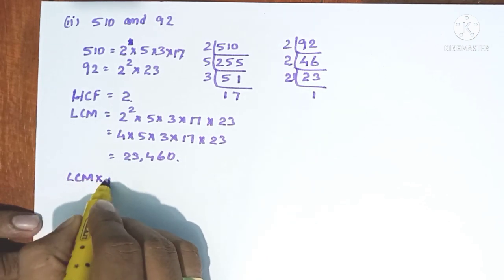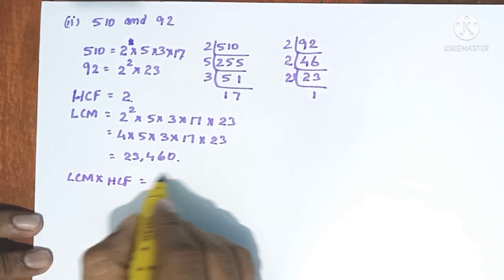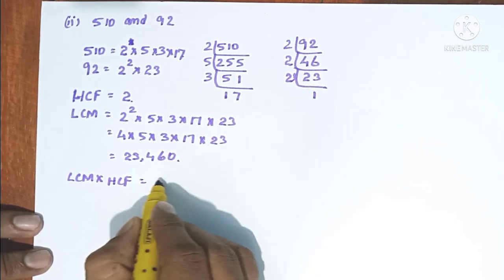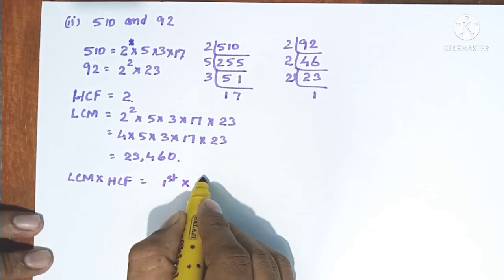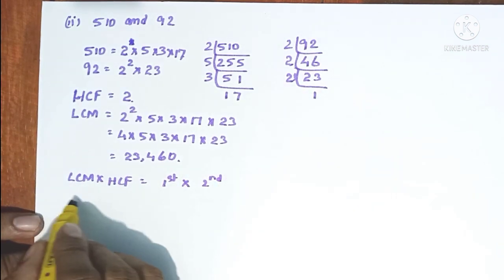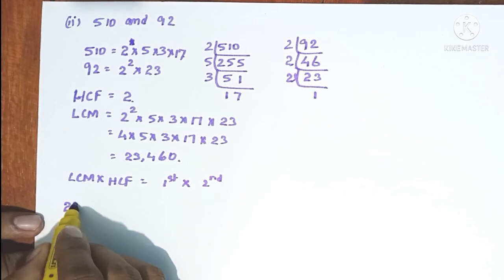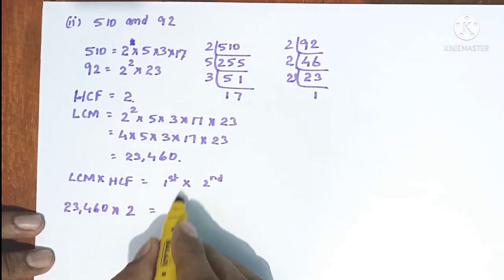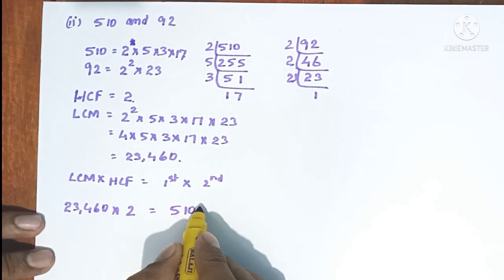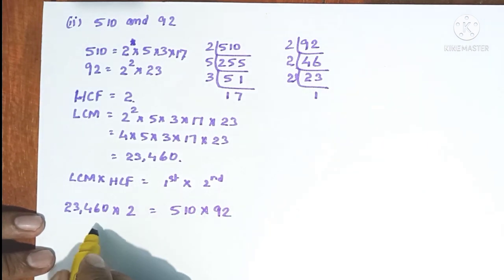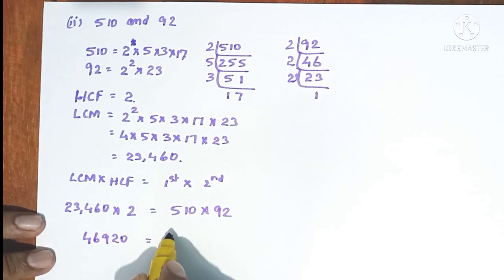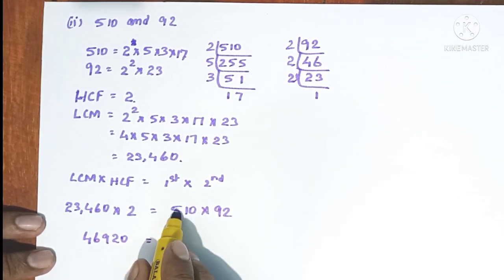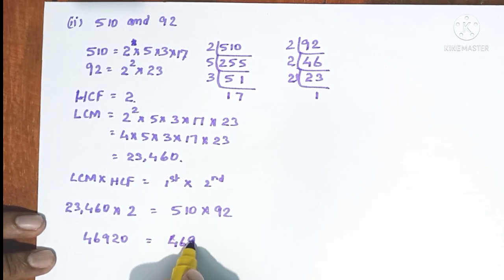Now we have to prove that LCM into HCF is equal to product of the two numbers. First number into second number. So we will do that. LCM is 23460. HCF is 2. We have to check 510 into 92. So the value is 46920, which is same here. For 510 into 92 is 46920. So we have verified.